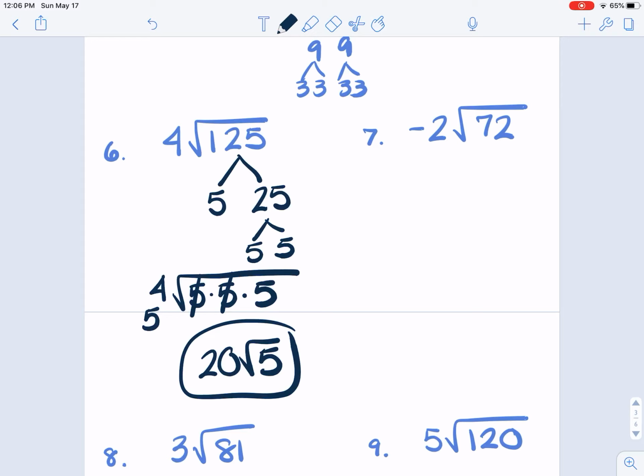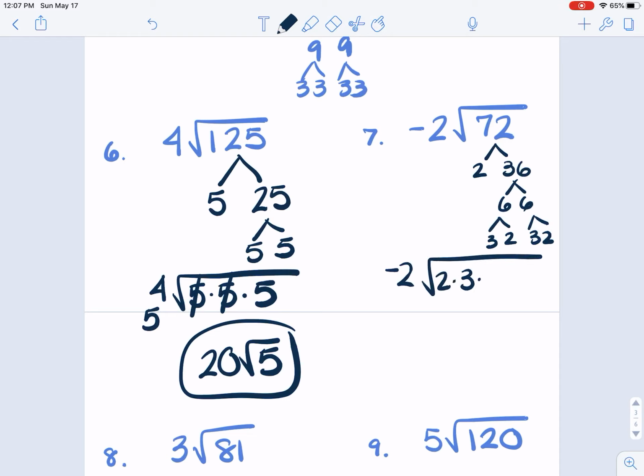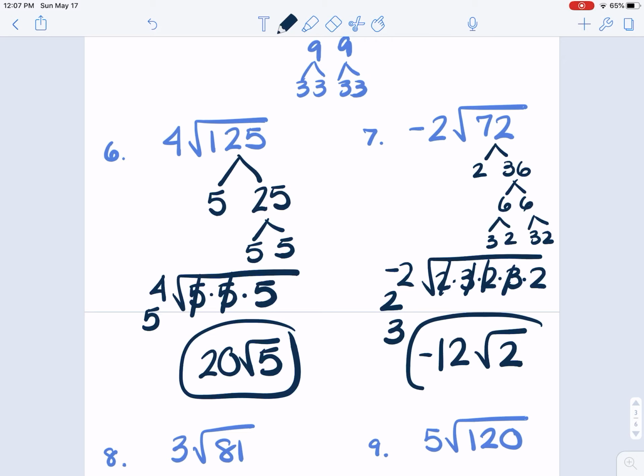Okay, in question number 7, now I have negative 2 out in front. So I'm going to break this down. 3 and 2, 3 and 2. All right. 2 times 3 times 2 times 3 times 2. Okay, I can take out a 2. I can take out a 3. I'm going to multiply negative 2 times 2 times 3, which gives me negative 12. On the inside, I have a 2 left over.